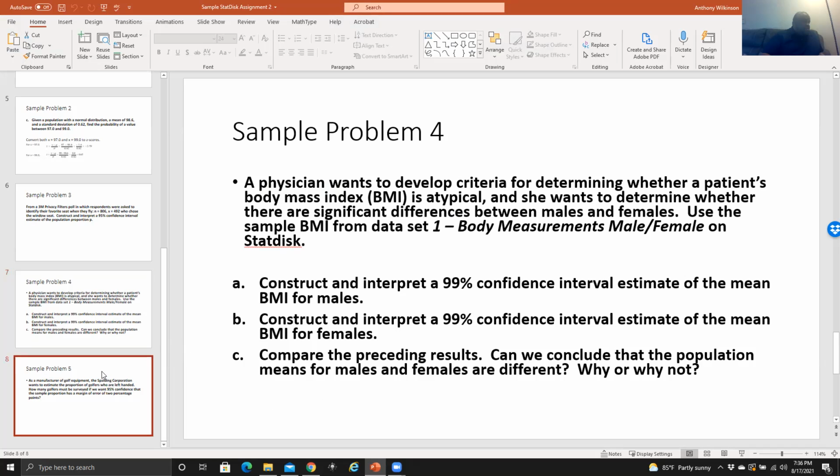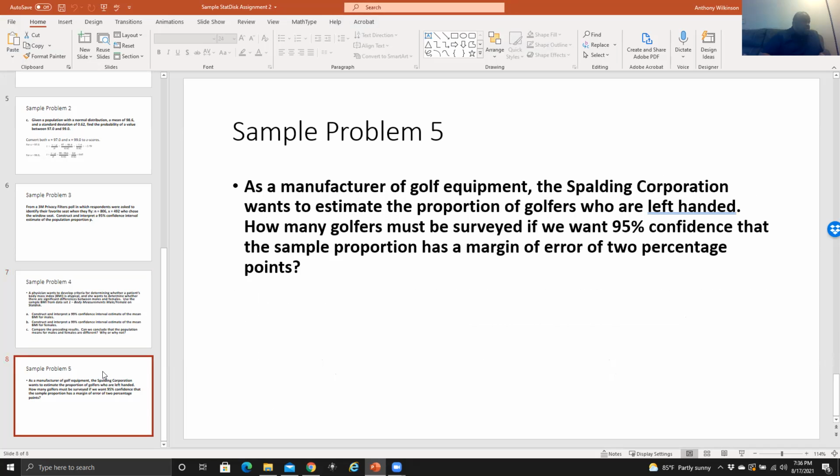All right, and finally, sample problem number 5. As a manufacturer of golf equipment, the Spalding Corporation wants to estimate the proportion of golfers who are left-handed. How many golfers must be surveyed if we want 95% confidence that the sample proportion has a margin of error of 2 percentage points? So we have 95% confidence and 2 percentage points.